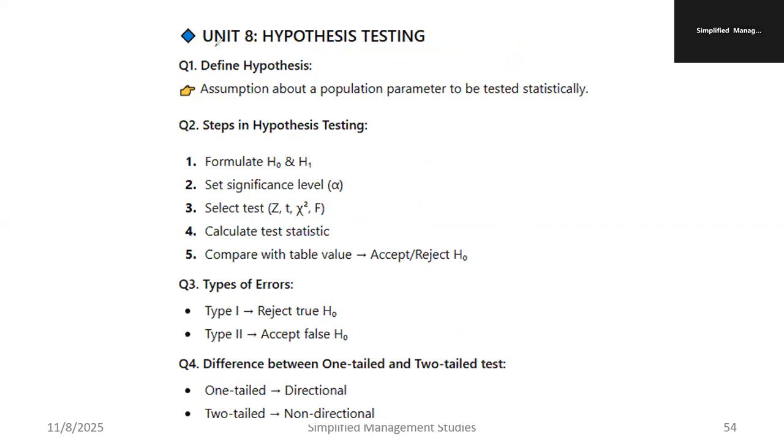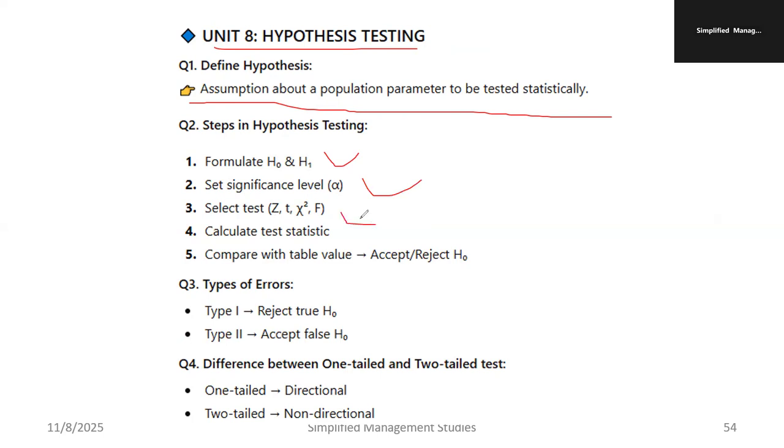Coming to unit number 8, what is hypothesis testing? Define hypothesis: an assumption about the population parameter to be tested statistically. That is called a hypothesis. Hypothesis testing includes 5 important steps. Initially, formulate H0 and H1. Later on, define the level of significance, that is alpha.